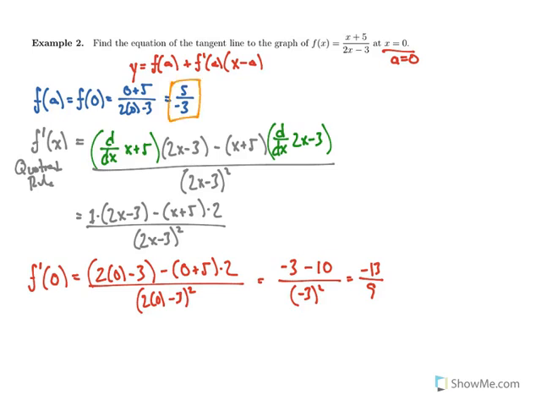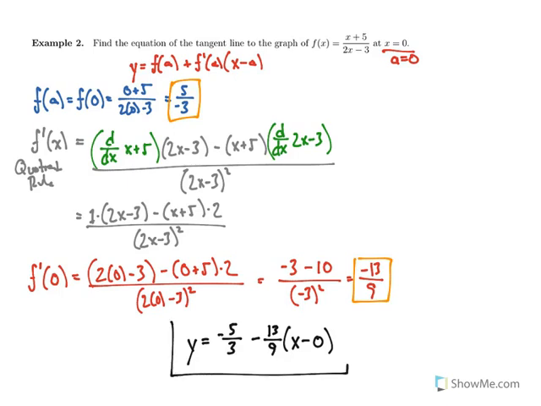So here is our f of a, here is our f prime of a. The equation of the tangent line will be y equals negative 5/3 minus 13/9 x minus 0, or just x. So this is a line with a slope of negative 13/9. We are decreasing at that point because the derivative is negative. In fact, this has a y-intercept of negative 5/3 as well.